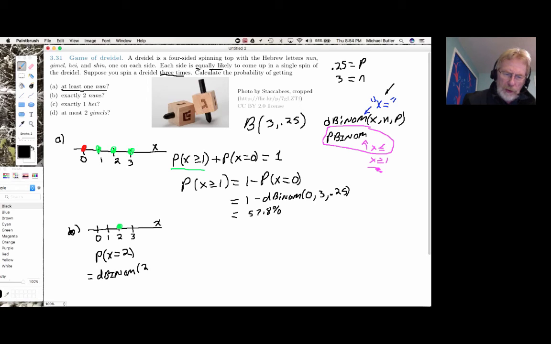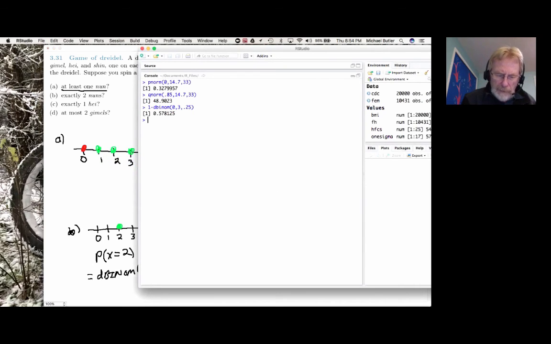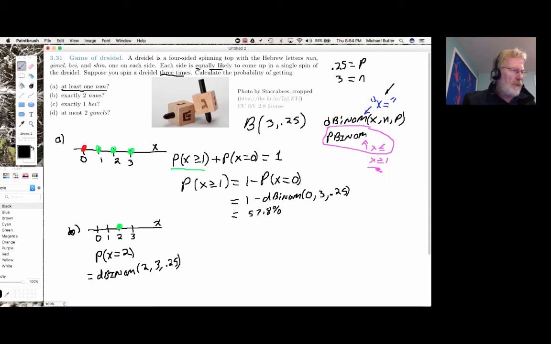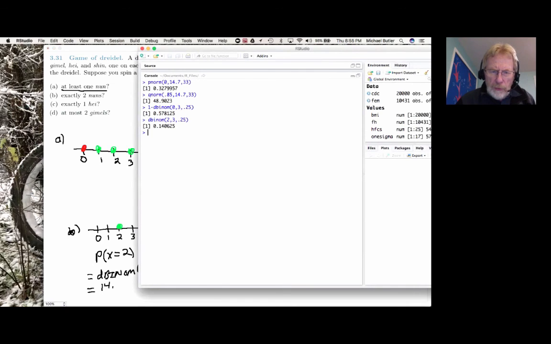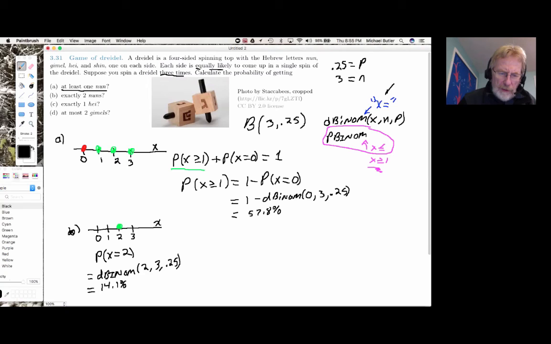And I'm going to put in my 2. I'm going to put in my n, which is my 3, and I'm going to put in my probability of success, which is 0.25. So if I go back over and actually put that into R here, it's going to be d-binom. And I'm going to put in the 2, the 3, and the 0.25, and I hit enter, and it tells me about 14% of the time I'm going to hit exactly 2 nones, okay? So it's 14 point something, let's see what the digit is again. 14.1 if we round off, 14.1% of the time, okay?